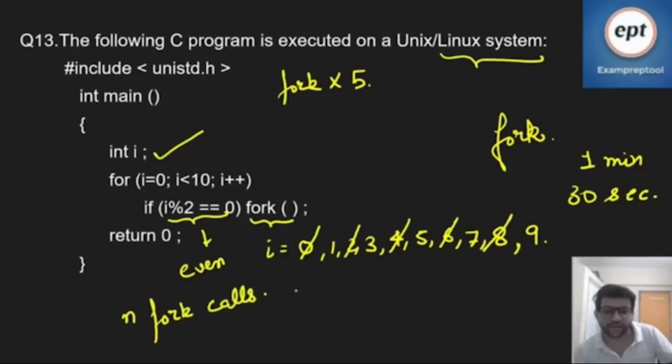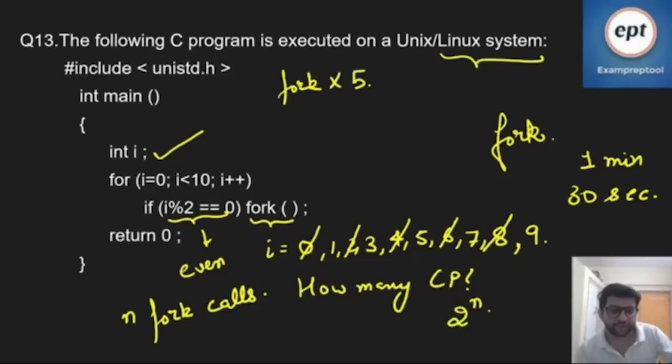You know that if we have n fork calls, then how many child processes do we have? We know that it will be 2 raised to the power of n minus 1. And here we have 5 fork calls. So it will be 2 power 5 minus 1, which is equal to 31.